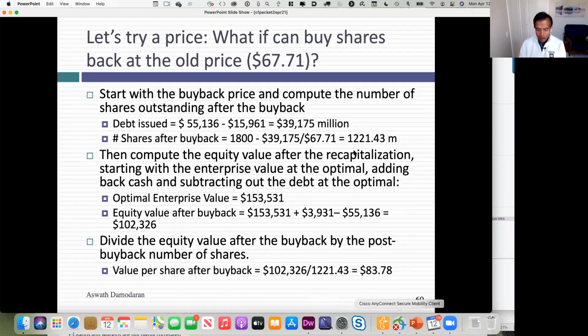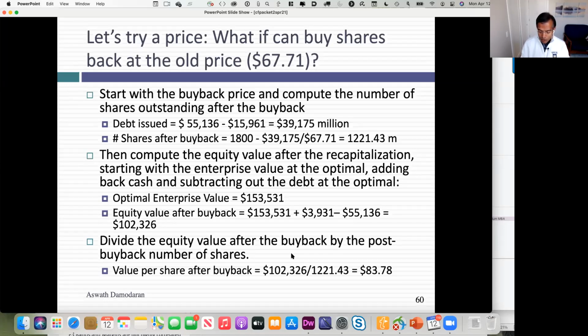So if I borrow 39.175 billion, that's how much I have to borrow to go to the optimal. Buy back at 67.71, the number of shares left over is going to be 1.22 billion shares, fewer shares outstanding. My enterprise value, if you remember, was 153,531. That came from the increase in value, plus cash, minus the new debt, 55,136. The value of my equity is 102.3 billion.